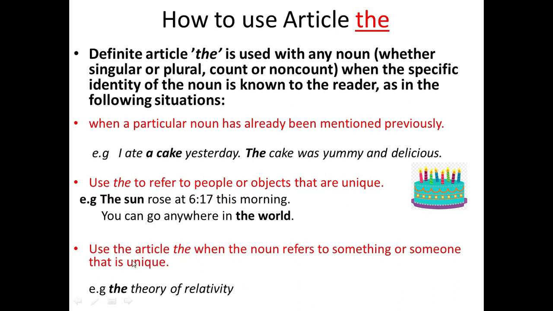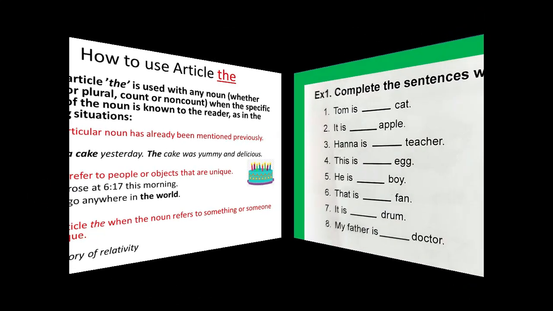Okay, next, use the article "the" when the noun refers to something or someone that is unique. For example, the theory of relativity. It's almost the same thing. It's about the heavenly objects, but here you can use it for a particular thing, like the theory of relativity. There is only one theory, so you say "the theory of relativity." I hope the things are clear to you, and inshallah, when I tell you about the other rules, it will be more clear to you. So let's solve the exercises.